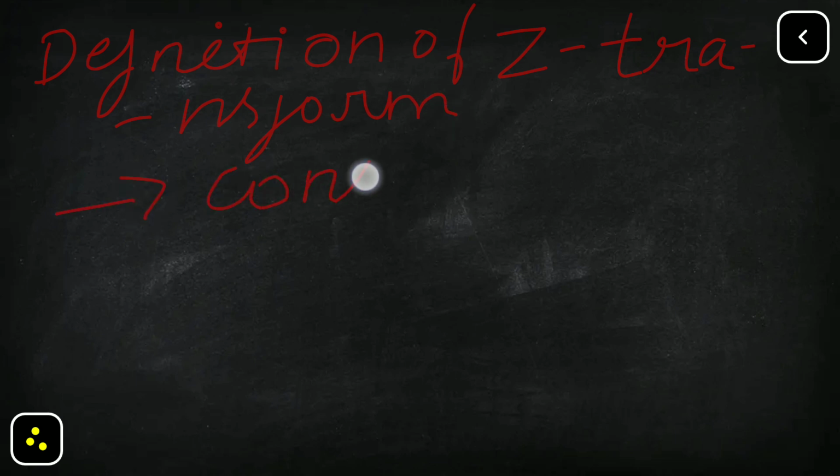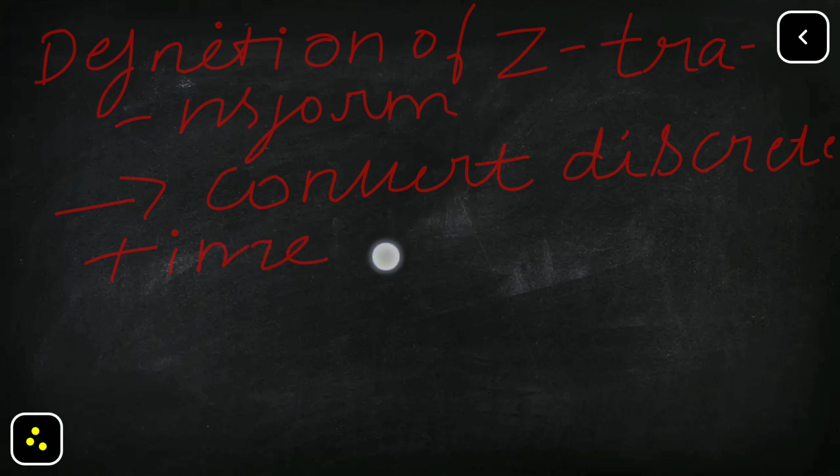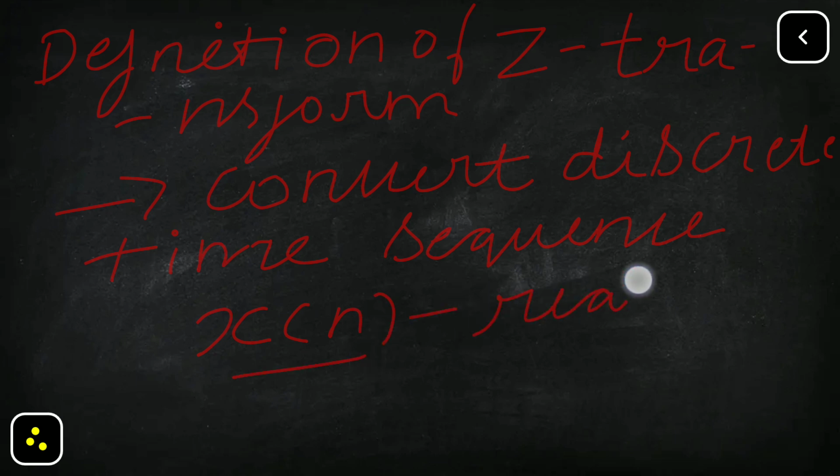So here conversion takes place, and it will convert what? It will convert the discrete time sequence, right? So what is a discrete time sequence? That is x of n, right? You got it right. It is a discrete time sequence, that is your x of n. So it is consisting of what? Real and complex numbers, right?